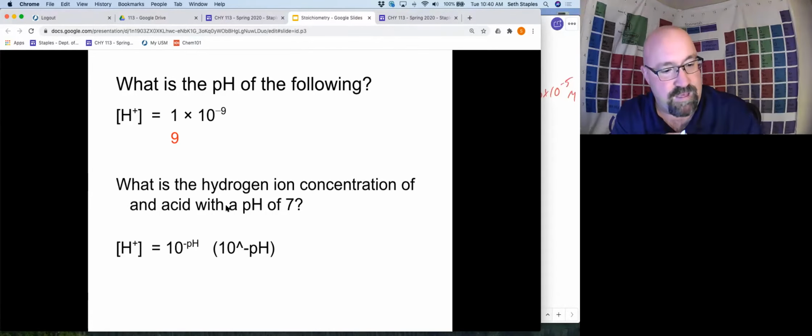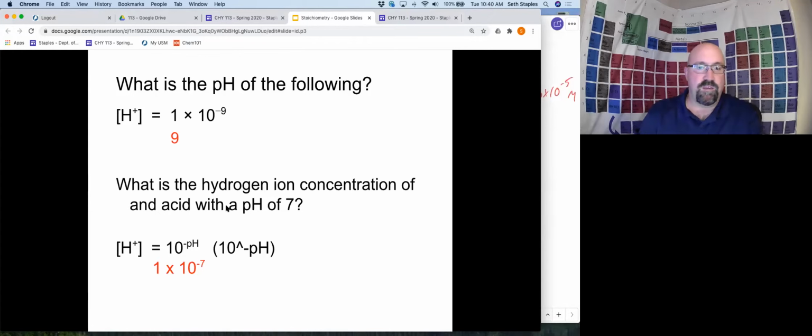Some calculators even have a 10 to the X button. So you can see that I've hit the second, and I'm going to hit, there we go, this button right here on the TI, 10 to the X. And so that would give it to you as well. We do this and we see, we get 1 times 10 to the negative 7th.